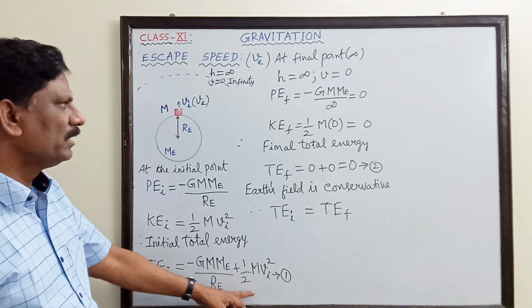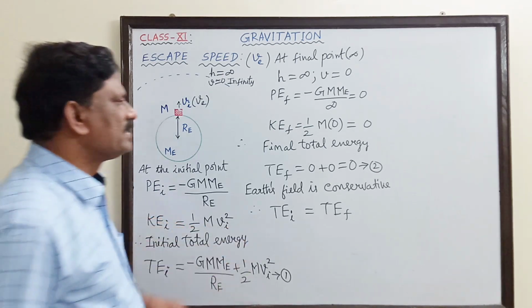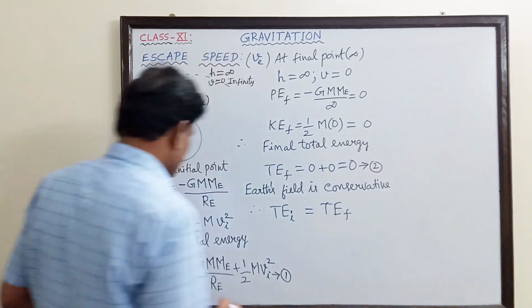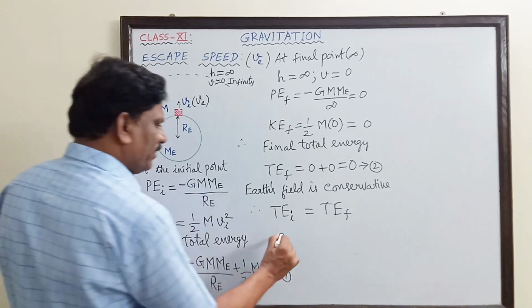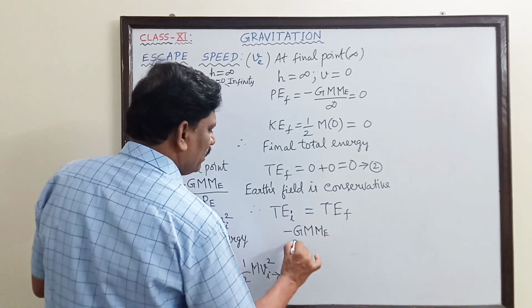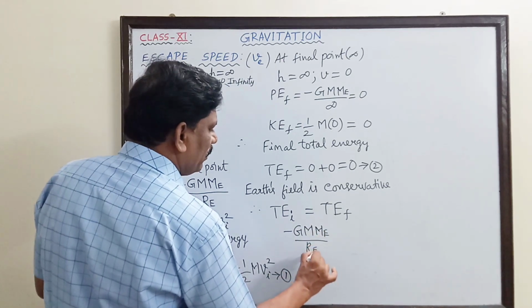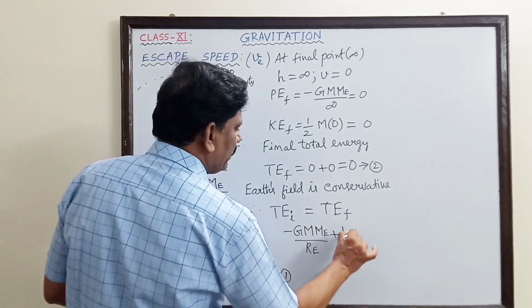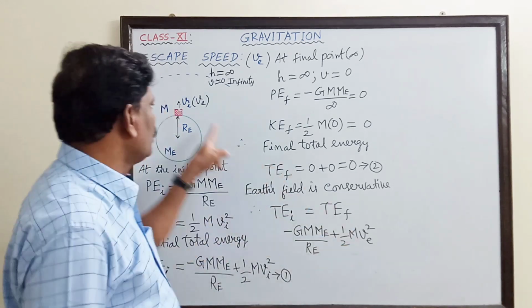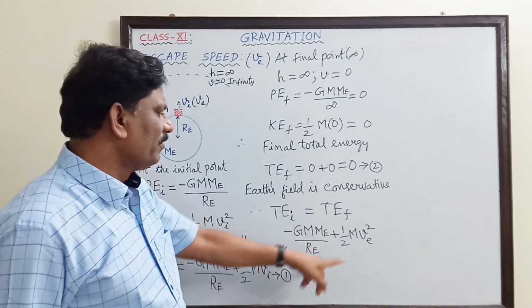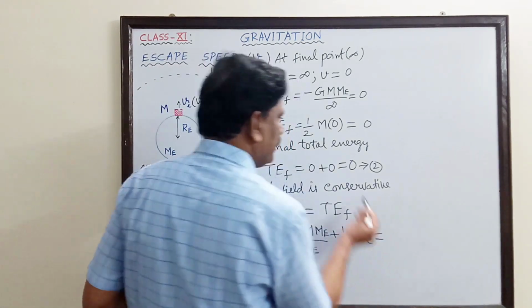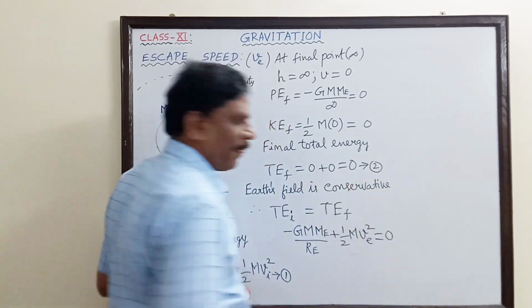So I am going to substitute equation 1 on the left side, and equation 2 on the right side. What is on the left hand side is minus G into mass of the body into mass of the earth divided by Re, plus half m v escape square, because v initial is also equal to v escape. So instead of Vi square, I am writing Ve square. Now the right hand side is 0.